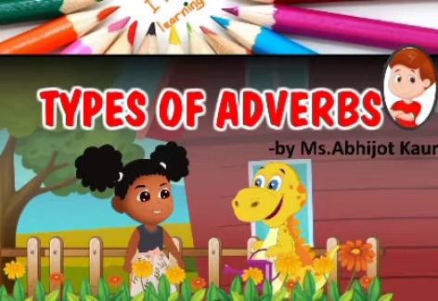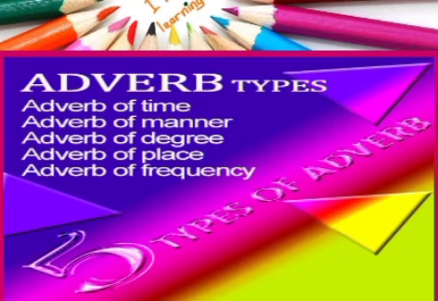Let's resume our concept of adverbs. In the previous video, we have learnt about adverbs and their types. There are 5 types of adverbs: adverb of time, adverb of manner, adverb of degree, adverb of place, and adverb of frequency. We have learnt about the adverb of time and adverb of manner. So now let's learn the remaining types of adverbs.